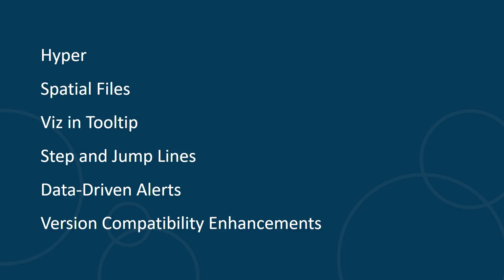So Hyper, right, is all about large files. Spatial files is all about getting you into this geographic data in context, okay? Viz in tooltip is all about engaging with the data on a deeper level and being able to drill in and see different views.